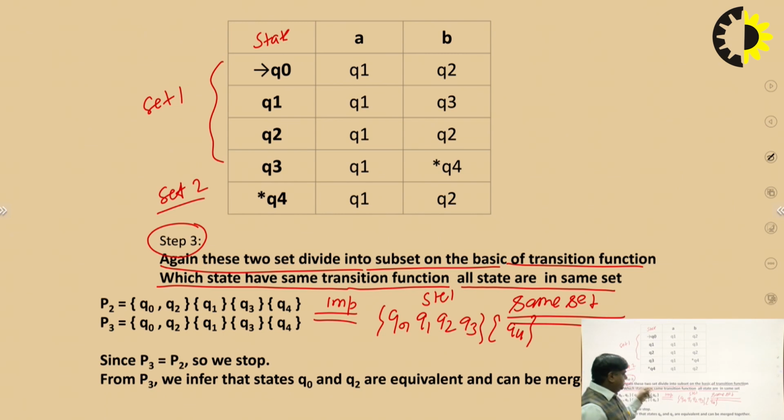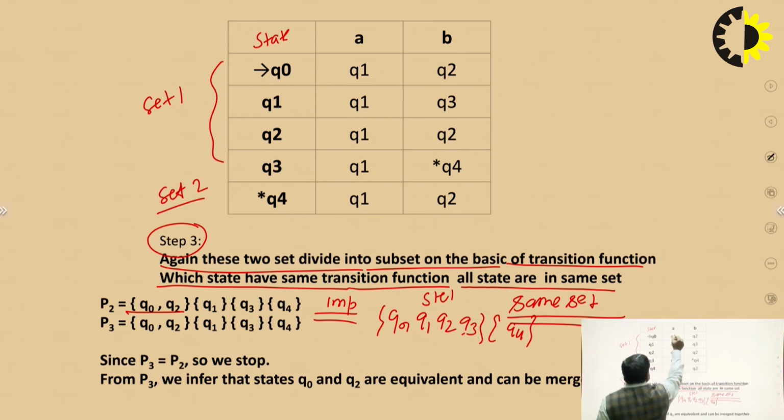That is the concept. We check Q0, Q1 and Q2. If these three states have the same transition function, then they lie into the same set. We check Q1, Q2 and Q3. If these states have the same transition function, then they lie into the same set. Okay, now check the transition function of Q0 and Q2.